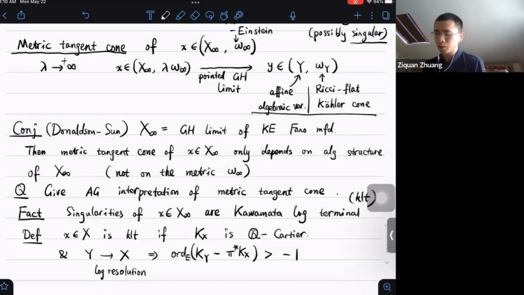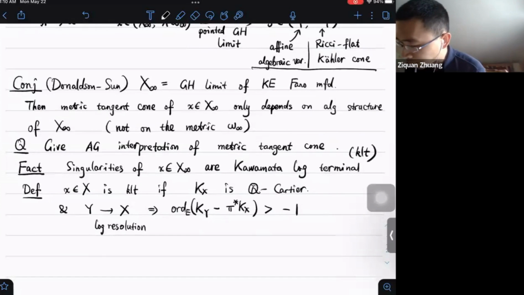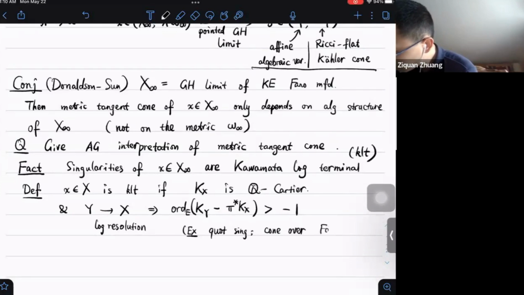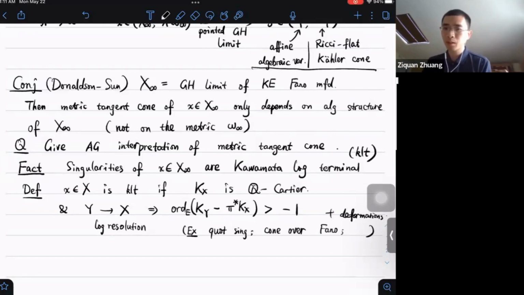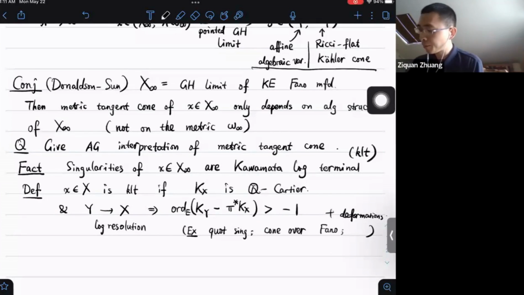So that's the definition. Intuitively, you can say that if you take the holomorphic forms on the singular space, then the singularities of these holomorphic forms are better than log poles. So that's one way to interpret it. And some examples are quotient singularities, cones over Fano varieties, and also their deformations, etc. Okay, so it's a pretty big class of singularities.